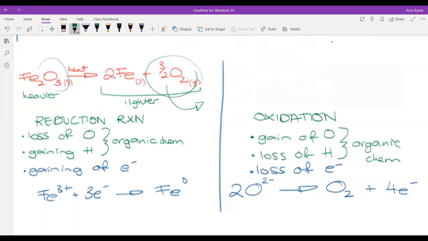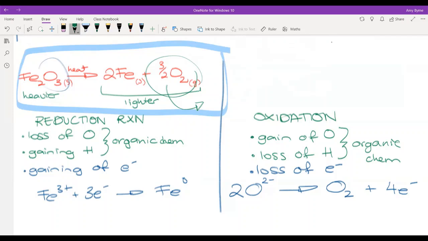In order for a redox reaction like this to occur, I need a reduction reaction and an oxidation reaction occurring at the same time. That's why we call it redox. We can't have a reduction independent of an oxidation. The electrons that are given up by my oxidation reaction have to be absorbed by my reduction reaction. You can't have one without the other.